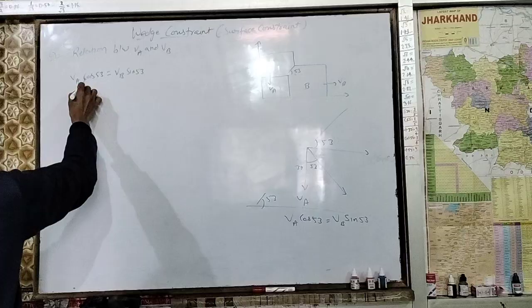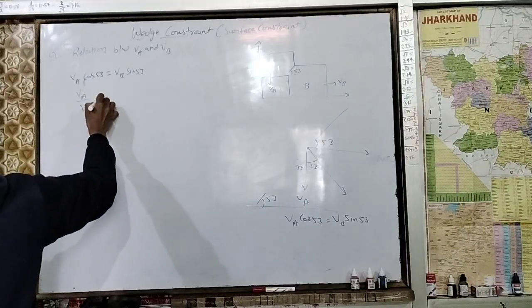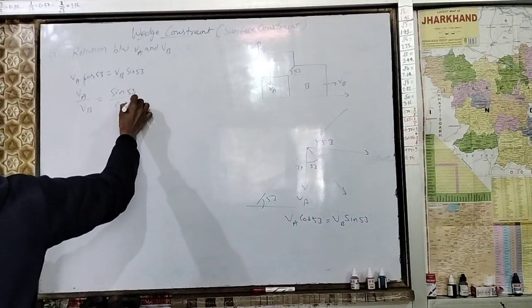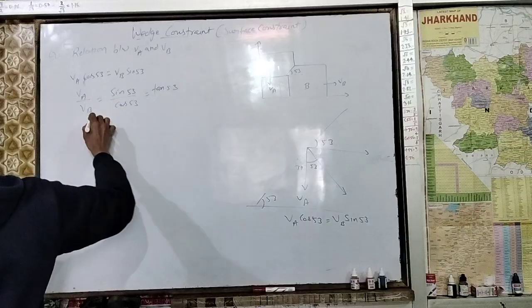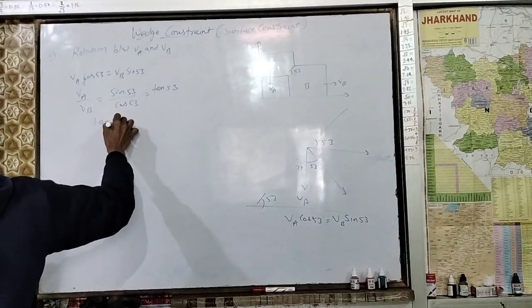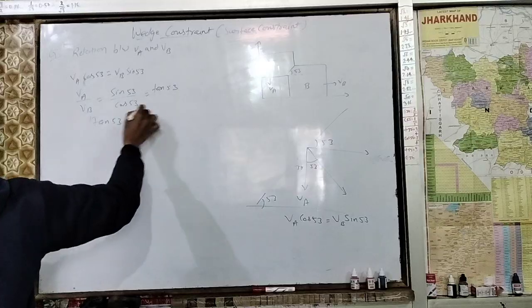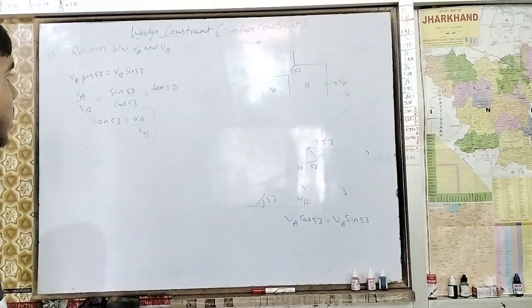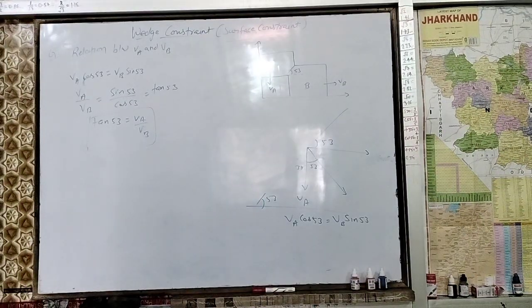You can say VA upon VB equals sin 53 upon cos 53. This is equal to tan 53. So tan 53 is equal to VA upon VB came out as a result. This is our answer. So the relation between them is VA and VB.